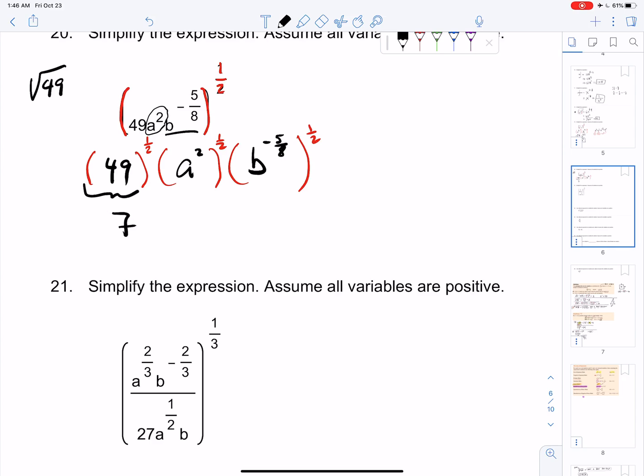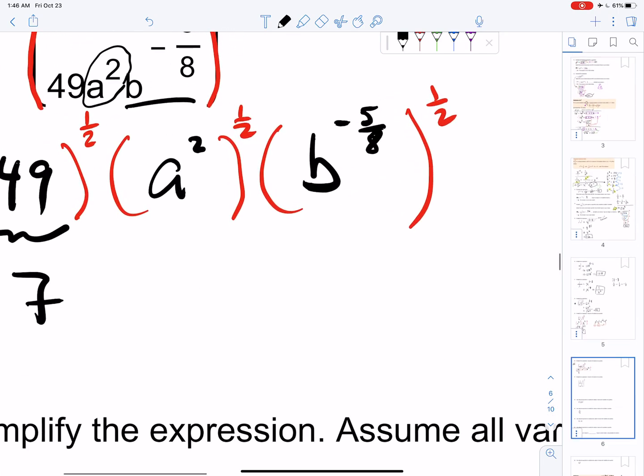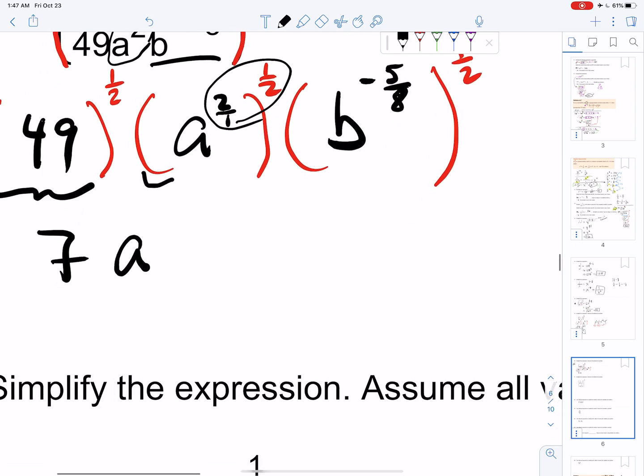And when we have a power raised to a power, we are multiplying. If we zoom in a little bit, this is 2 over 1 times, what's half of 2? That's just 1, right? So this exponent just becomes 1. Or if you want to multiply it, 2 over 2, which is just 1. That leaves me with a to the 1st power, and I don't need to write a 1st power. So I've got those two taken care of.